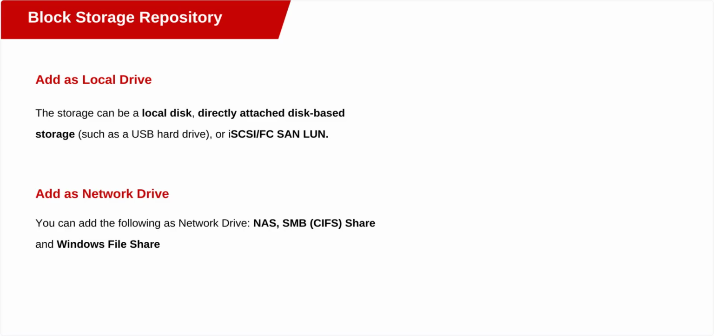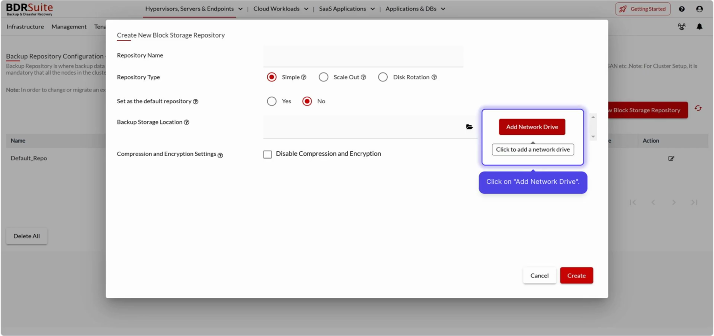However, if you want to add network storage such as NAS, SMB share, or Windows File Share, you can add them as Network Drive to BDRSuite. To add as Network Drive, click on Add Network Drive button.